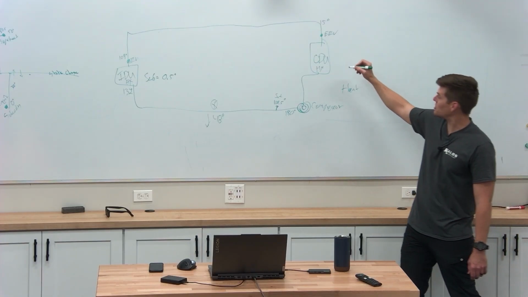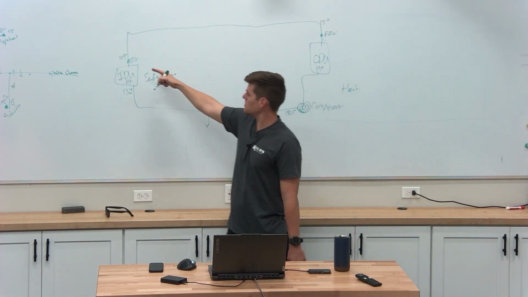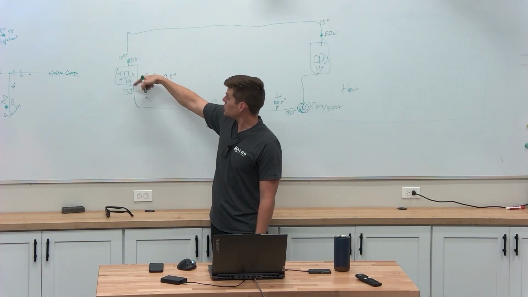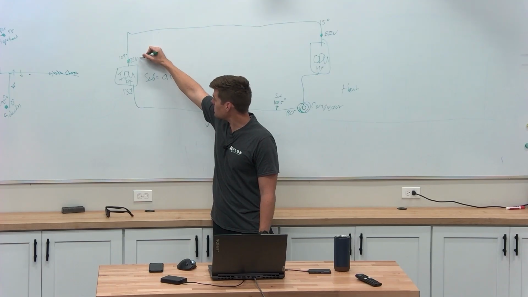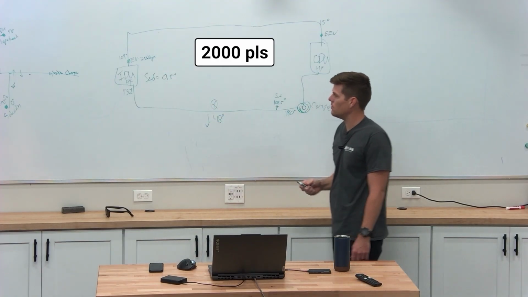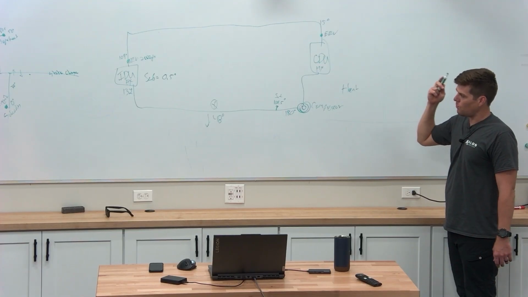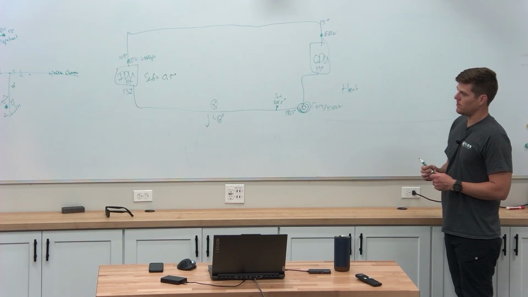You then ask the question, okay, what are my valve pulses? Because we didn't ask it on this one. No one caught that. So let's say that our valve pulses here are wide open, 2,000 pulses. What do we know about 2,000 pulses? We know it's 100% open. What do we know about being fully open on an expansion valve?